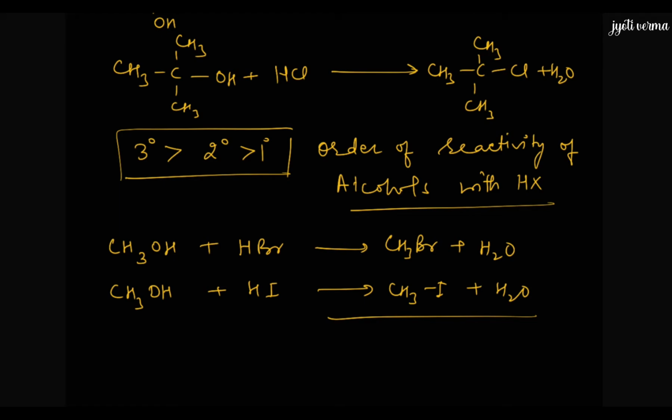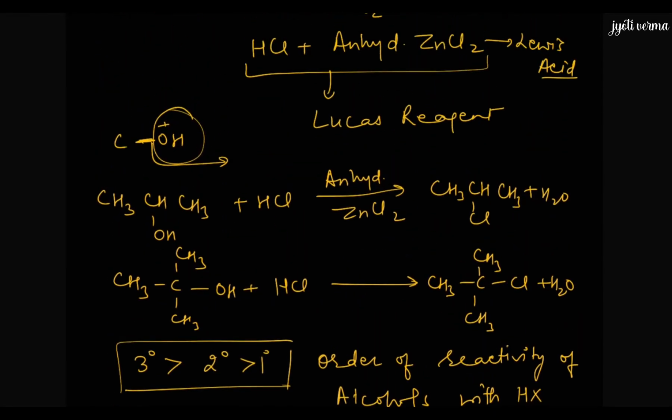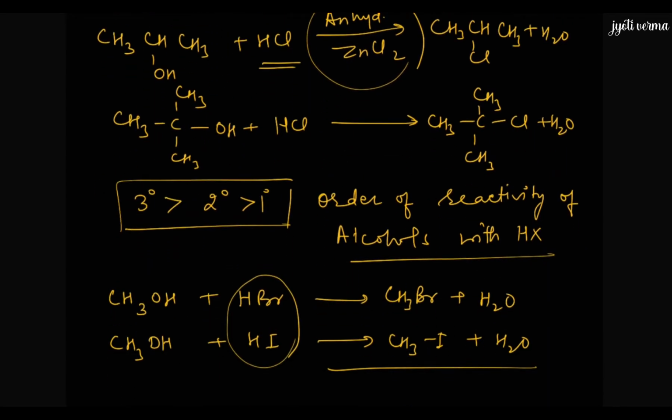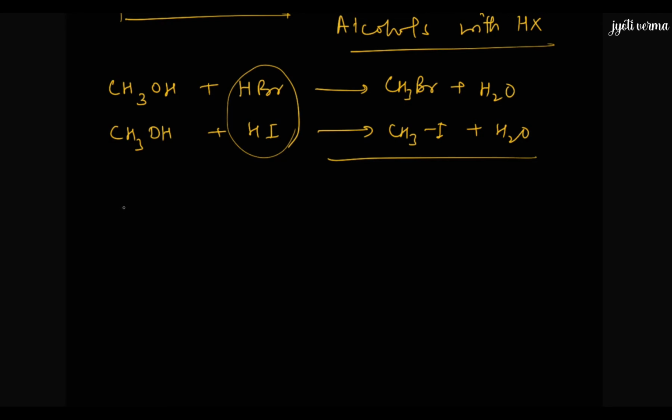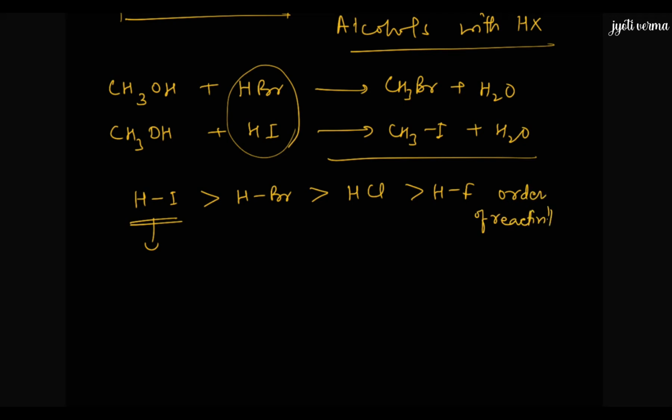So here what do we conclude regarding the reactivity of HBr, HI, etc.? So here you can see that when we were doing the reaction with HCl, we were requiring a catalyst, so it is a slow reactive compound, you may say. While if we compare the reactivity with HI and HBr, what is the order of reactivity? HI is most reactive, followed by HBr, followed by HCl, followed by HF. This is the order of reactivity.